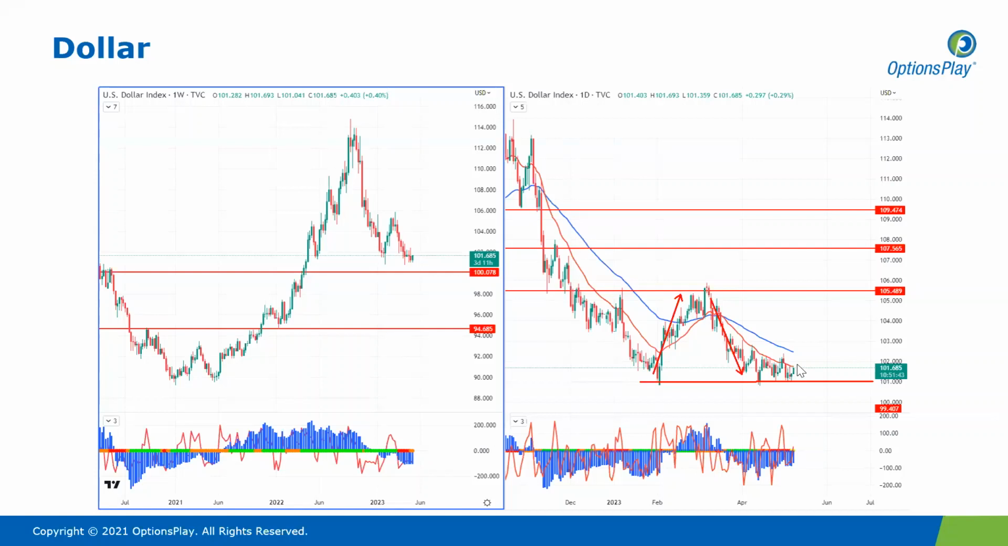And again, I would expect the dollar to have a minor rally at least from here, potentially to the 103 area, but tough to say because the dollar does seem quite bearish, especially with the Fed looking to pause interest rate hikes. That's always going to be bearish for the dollar, but a lot of that has already been priced in.